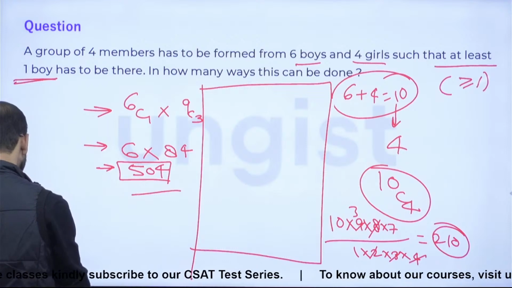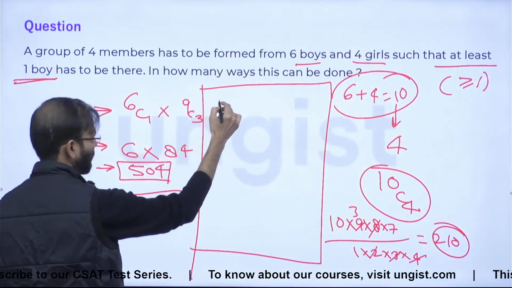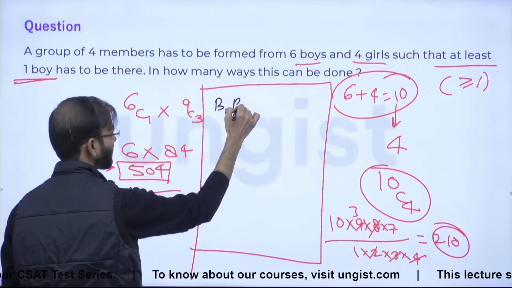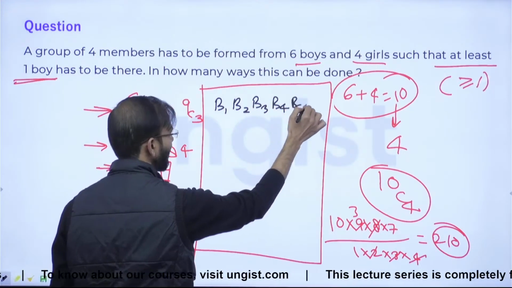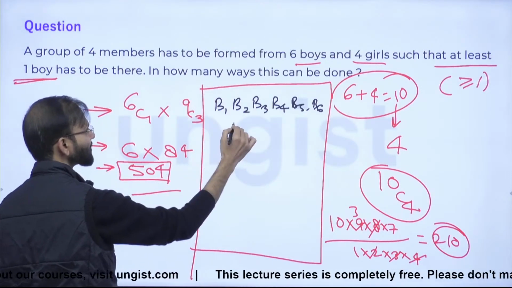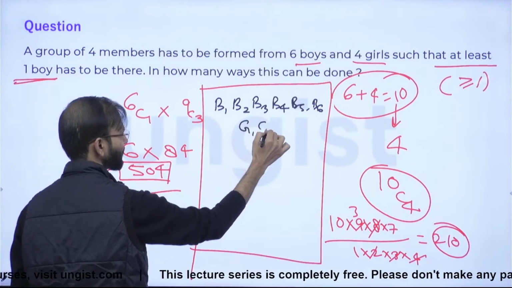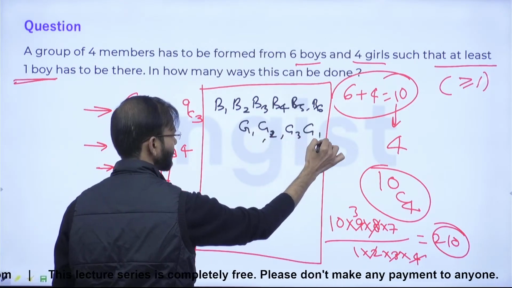Just look at this. Suppose that we have 6 boys, B1, B2, B3, B4, B5 and B6, correct? And we have how many girls? 4. So let's say G1, G2, G3 and G4. Okay, guys?